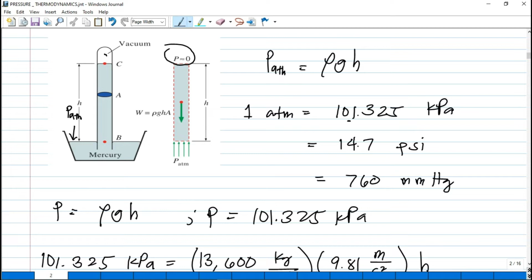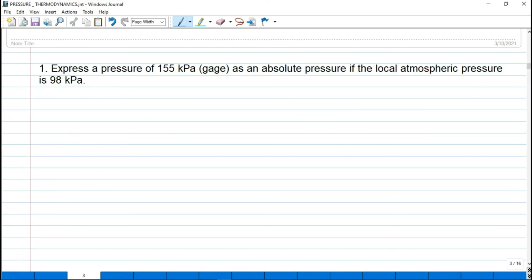Okay, so let's solve, guys. Solve tayo ng sample problem to further understand this concept. In this first problem, guys, we have expressed a pressure of 155 kilopascal gauge as an absolute pressure if the local atmospheric pressure is 98 kilopascals. So basically, guys, this 155 kilopascal gauge should be converted into absolute pressure.